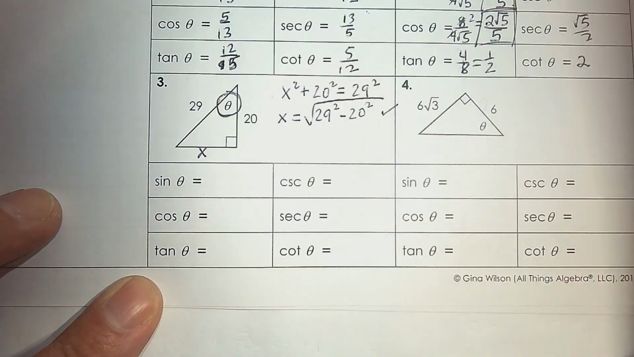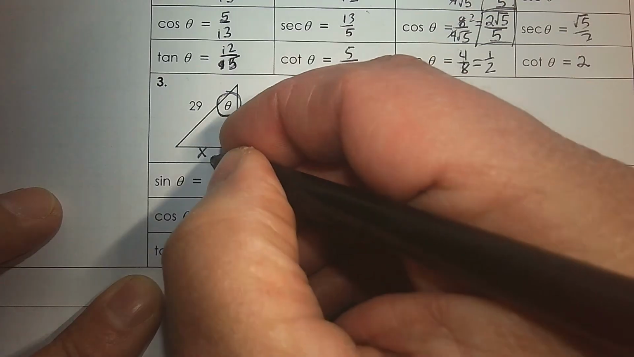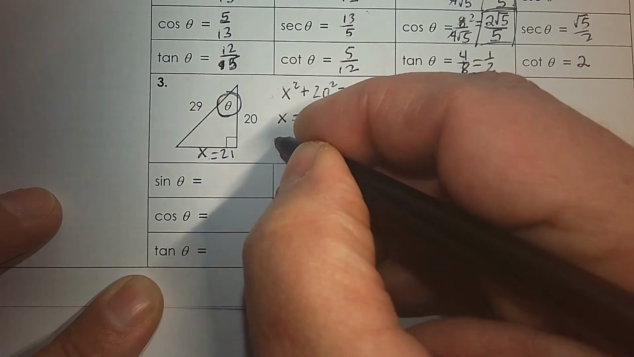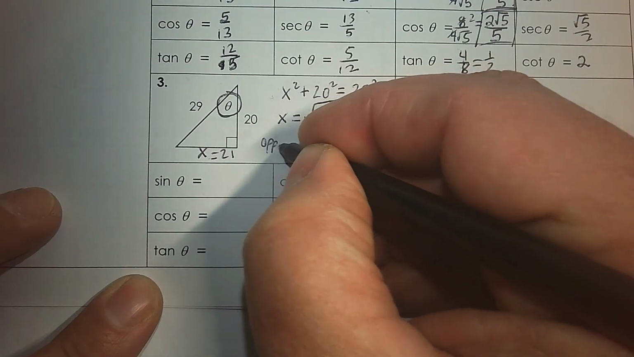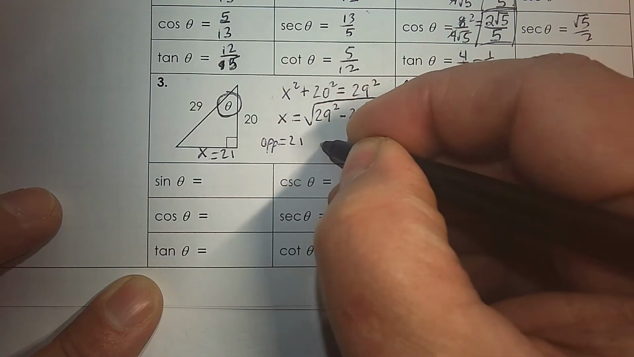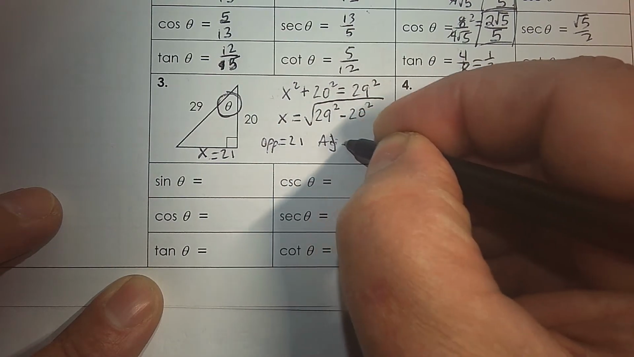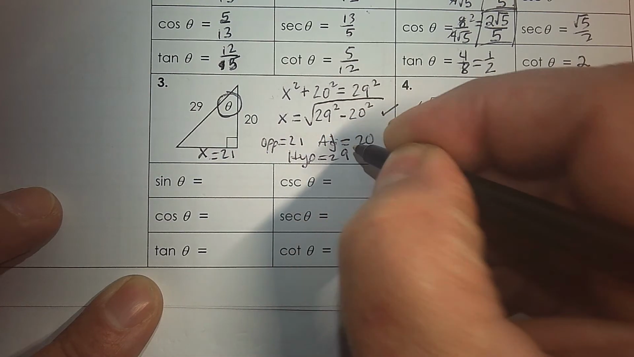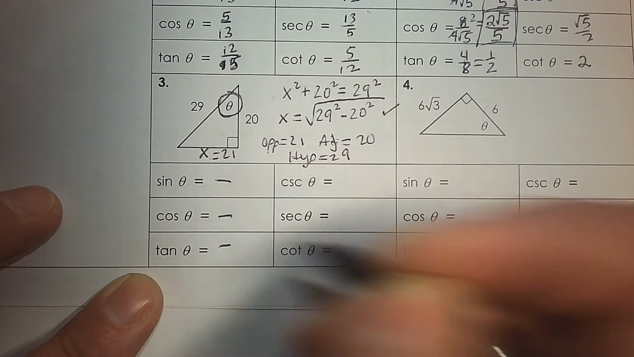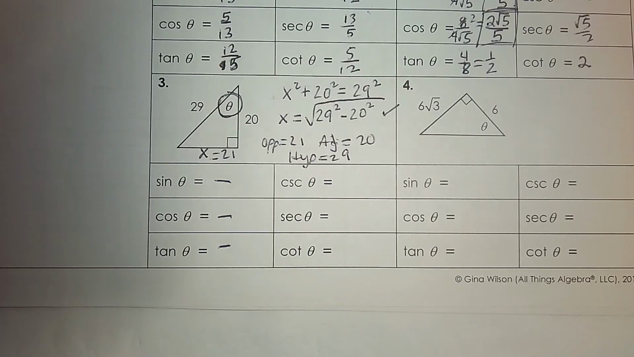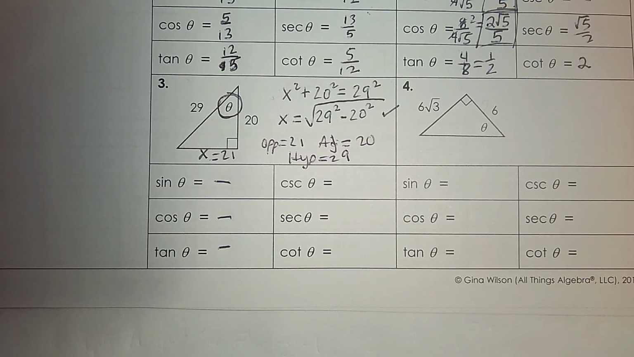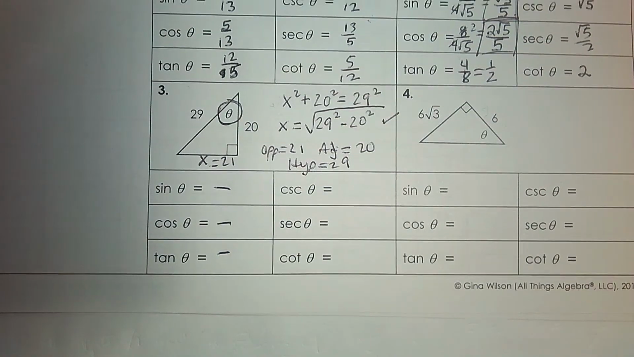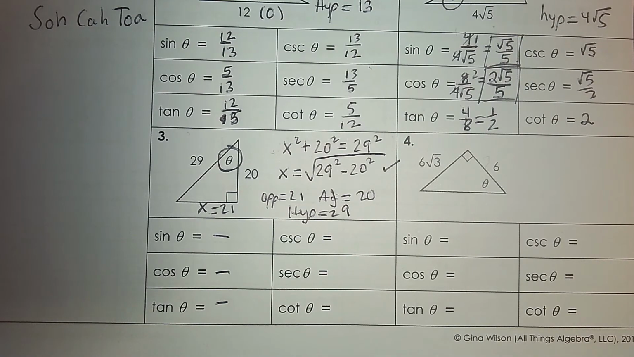21. So what did we just find out? We found out the opposite side is 21. What's the adjacent side? 20 and the hypotenuse. And now we're ready to go. So here we go. Can you find the primary trig ratios? Sine, cosine, and tangent. Those are our 3 primary ones. And the other ones are reciprocal.